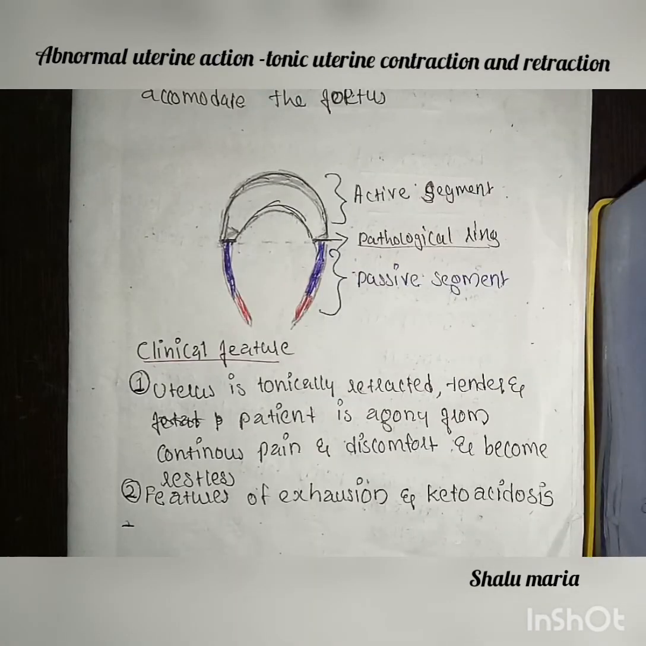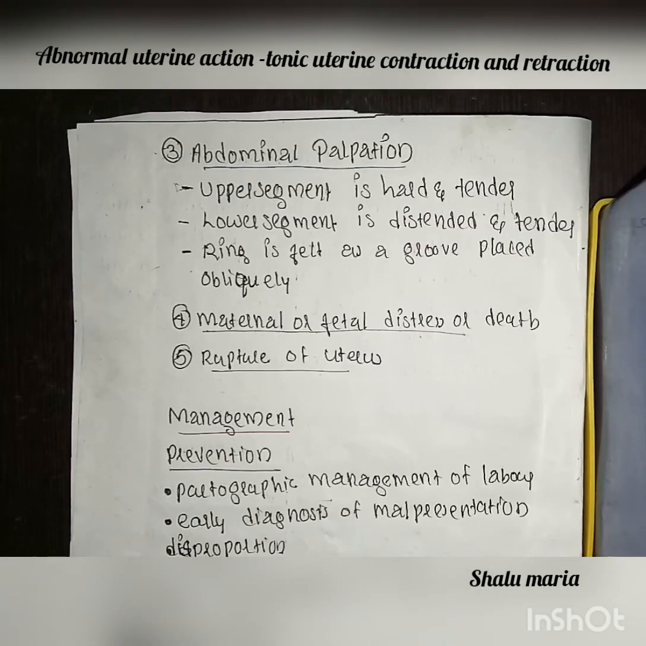Okay, now we can move on to the clinical features of excessive contraction and retraction. In this case, the uterus is tonically retracted and tender, and the patient is in agony from continuous pain and discomfort and becomes restless. And we can see the features of exhaustion and ketoacidosis. On abdominal palpation, we can see that the upper segment is hard and tender and the lower segment is distended and tender.